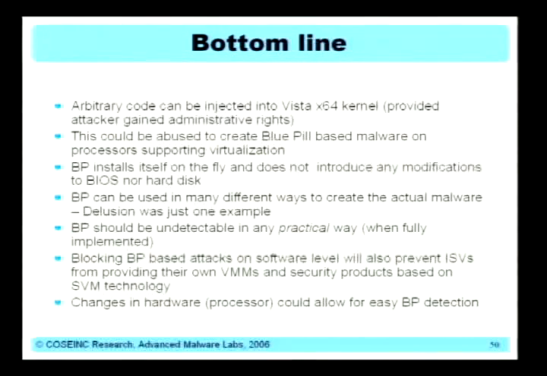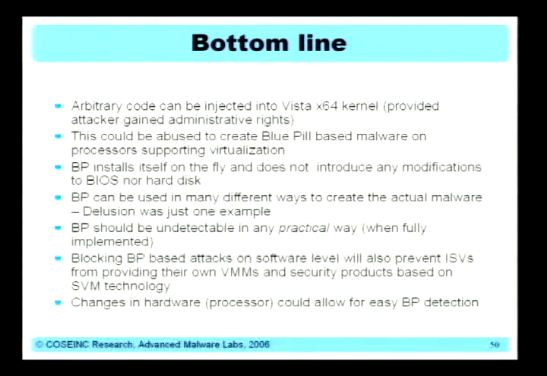Okay, so we've seen today that arbitrary code can be injected into Vista 64, of course, provided that the attacker first got administrative rights. And we've also seen that this could be abused, for example, to create Blue Pill-based malware, which is based on hardware virtualization, available on AMD64 processors. We've seen that Blue Pill installs on the fly, so it doesn't introduce any modifications to the BIOS or hard disk. Blue Pill is just a general hijacking technique that can be used in many different ways. Delusion was just one very simple example of how to use it to create a network-based backdoor.